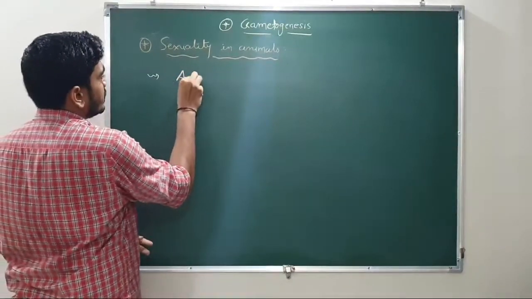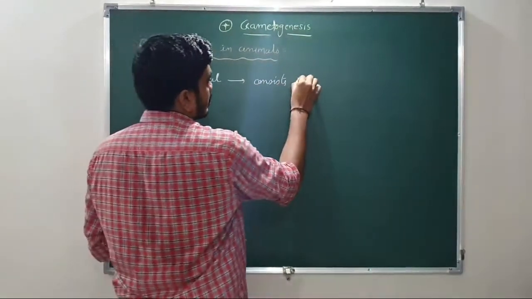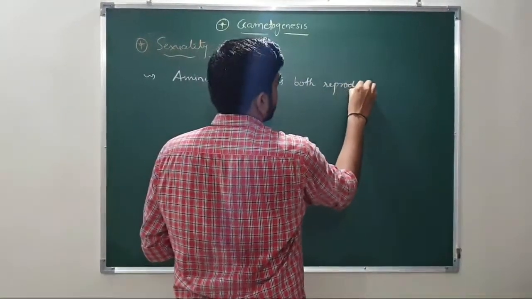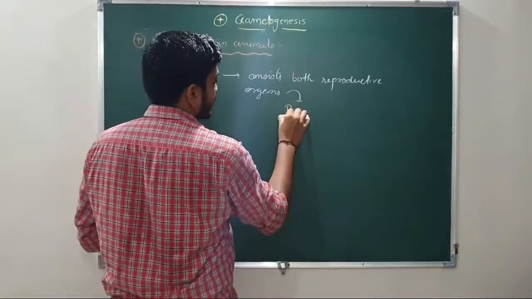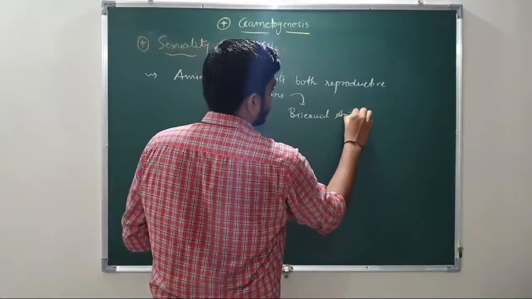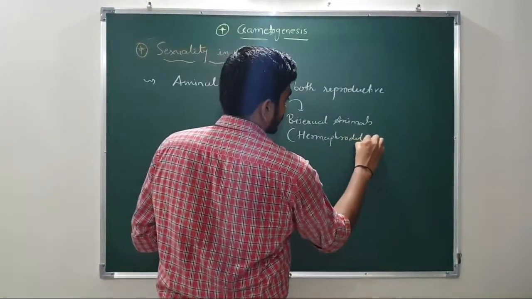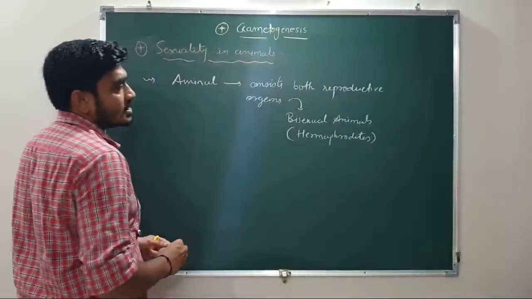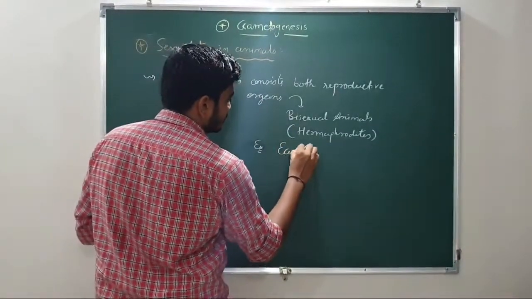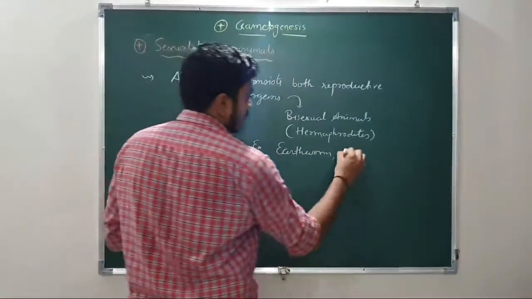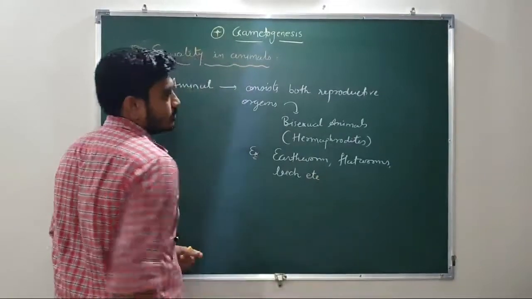So here we can say that if the animal consists of both reproductive organs, then those animals are considered as bisexual animals, and another terminology is hermaphrodites. And the examples of these bisexual animals are earthworm, flatworms and leech. These are the examples of bisexual animals.